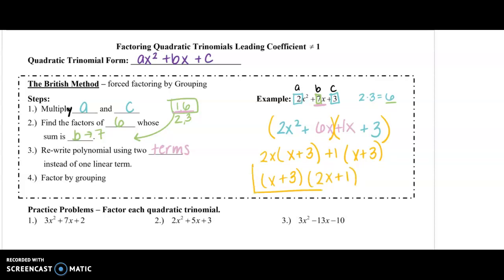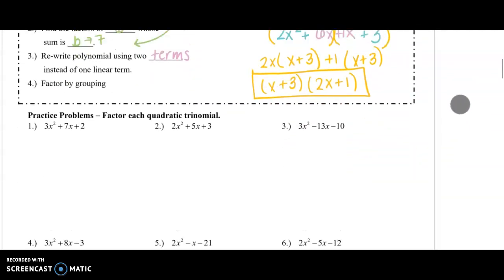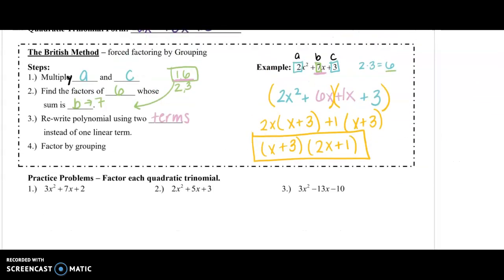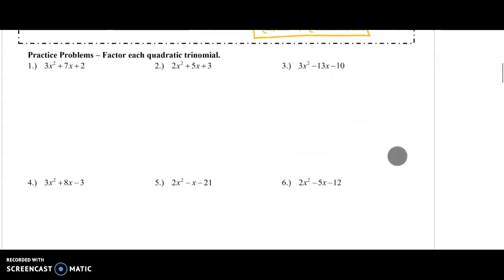Now again, this method that I'm showing you is not the only way to do it. Some people just do guess and check, but I think that can sometimes be a little more complicated. But again, it's totally up to you. So that is the British method, and we're going to practice that 6 more times down here with our 6 practice problems. Okay, so let's keep going.